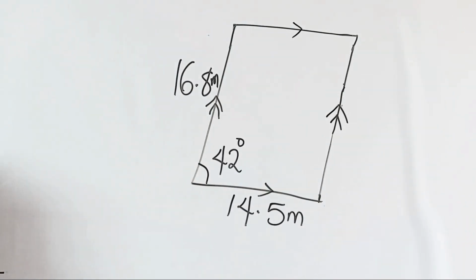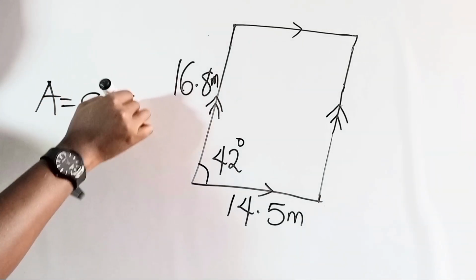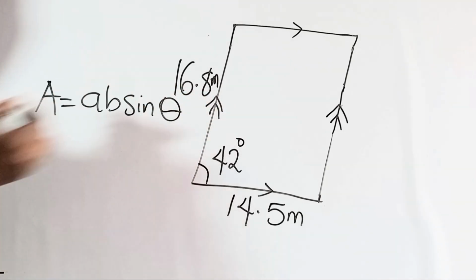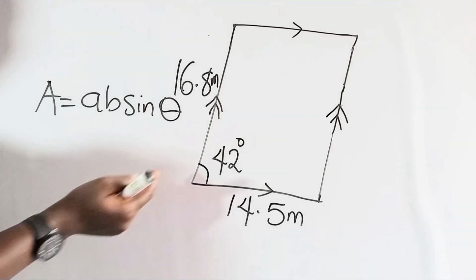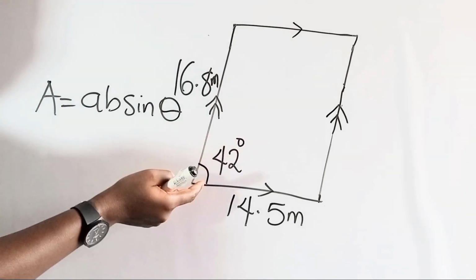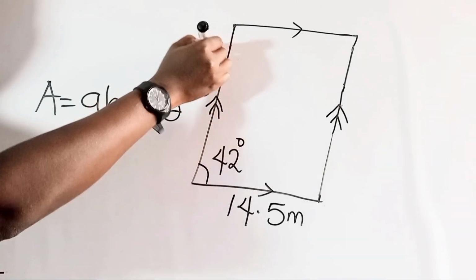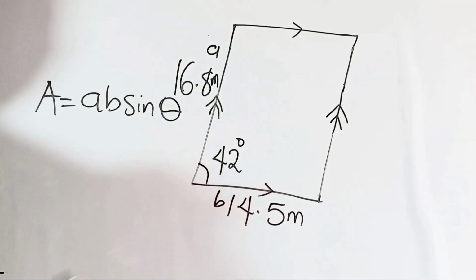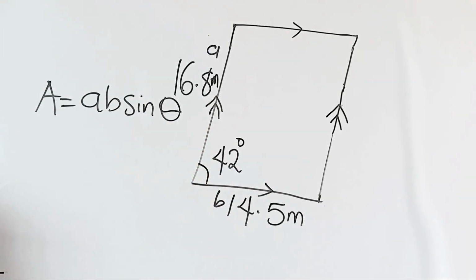Second example, and we'll be using the formula which says the area equals AB sine theta. I am using this formula because this parallelogram is quite different from the previous example. Why? We have a given angle here, unlike the previous one. And the adjacent sides of this angle are also known, which are 16.8 and 14.5. So let's call this side A, and let's call this other side B. Now we are going to apply this formula to find the area of this parallelogram.